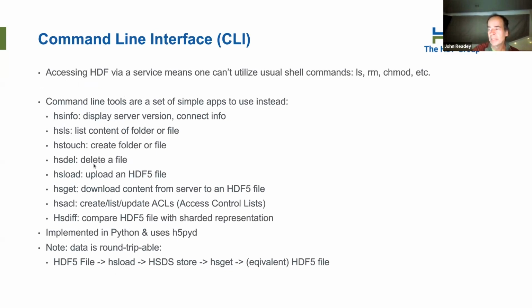There are a bunch of command line tools that let you do things like list contents, get information about the server, and so on. And one thing I'll note is that data is round-trippable. If we start with an HDF5 file, you can run this hsload tool that loads it to the HSDS store. You could then run hsget, which would get that HSDS store data and recombine it into your HDF5 file on your local machine. What you get is not byte-for-byte identical, but it's equivalent to your original file.